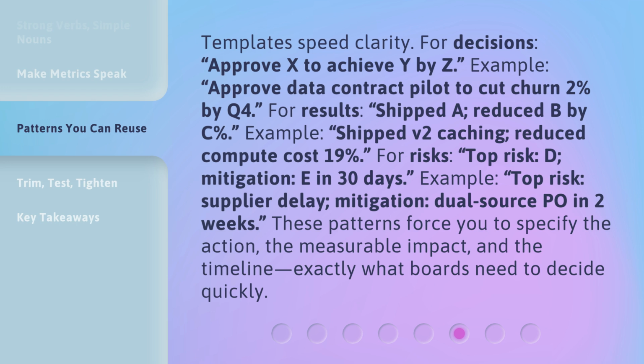For risks: top risk D, mitigation E in 30 days. Example: top risk, supplier delay, mitigation, dual source PO in 2 weeks. These patterns force you to specify the action, the measurable impact, and the timeline. Exactly what boards need to decide quickly.